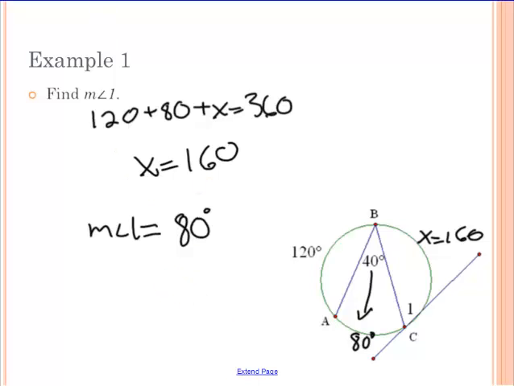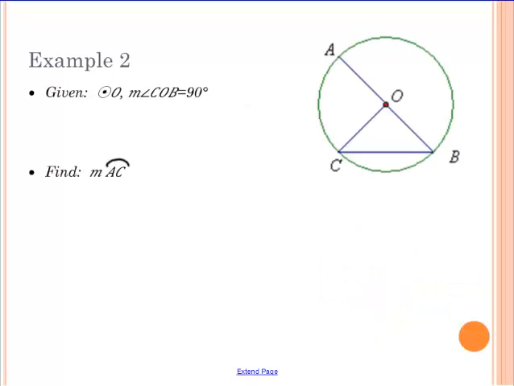Another way you could have done that was, once I found this was 80, from C all the way around to B, this major arc, CAB, that's 200 degrees, meaning this angle is 100, and 100 plus 80 is 180.